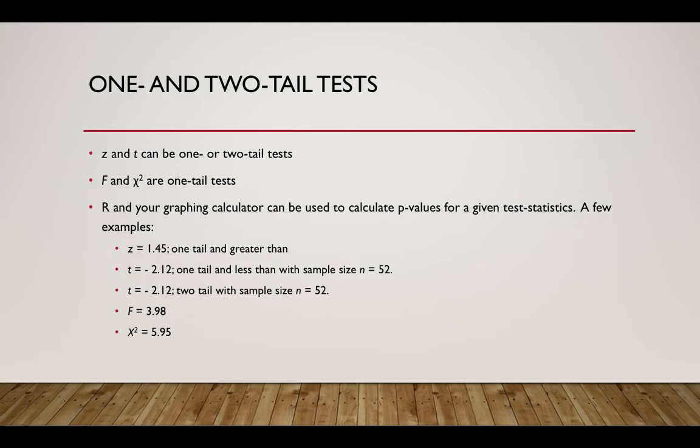The underlying probability distribution there that we use our test statistic to calculate the p-value from would be the chi-square distribution. For the Z and T, we get into one and two tail tests. I'll demonstrate more about that in the next video. F and chi-square are simply one tail tests.